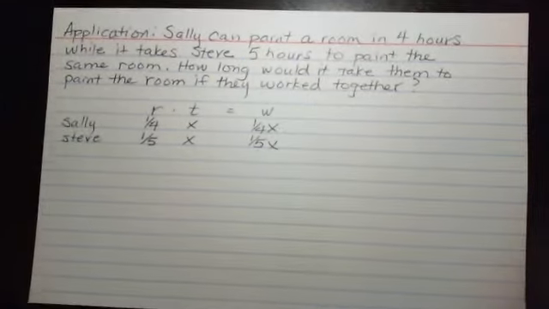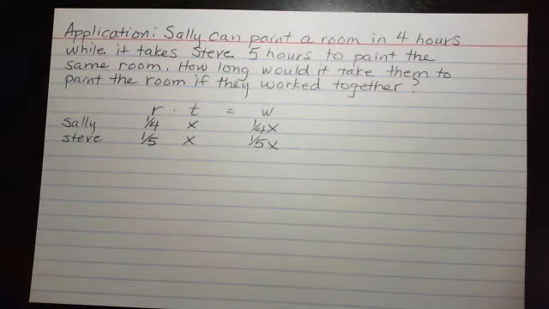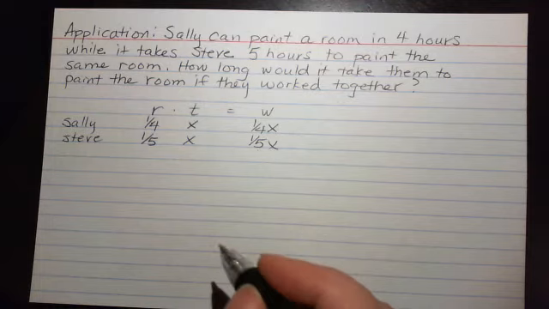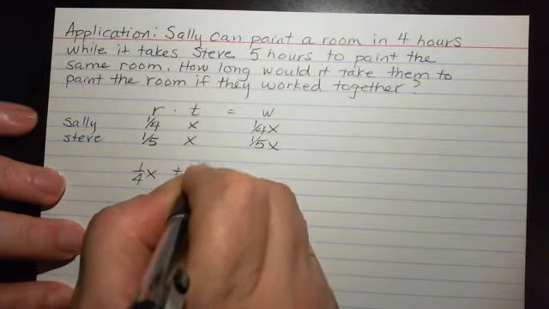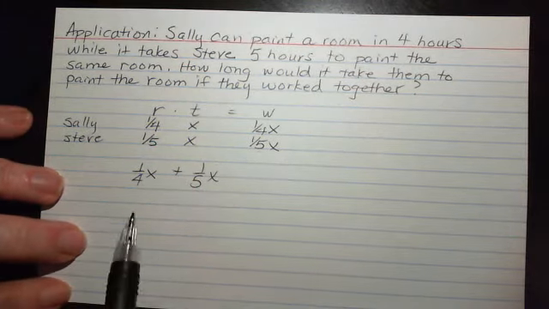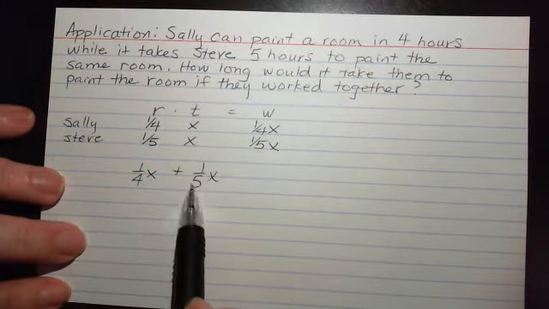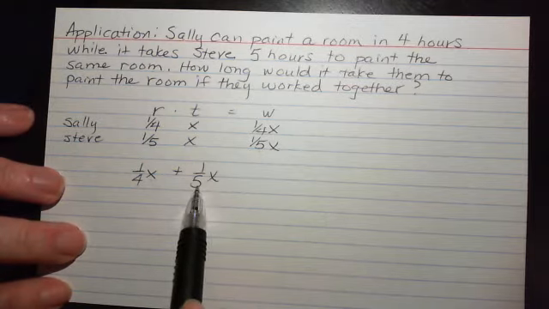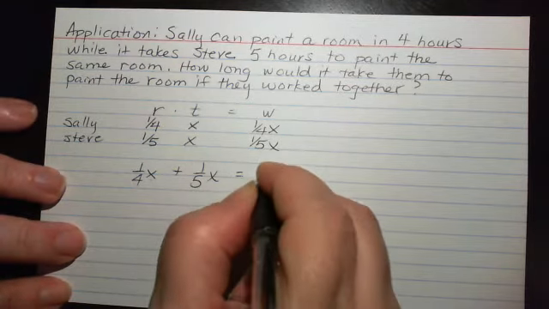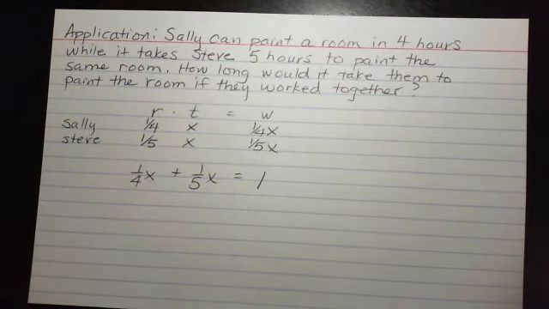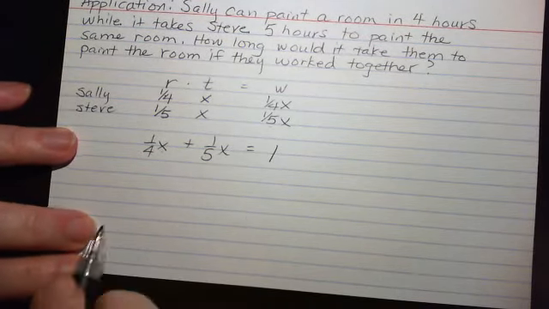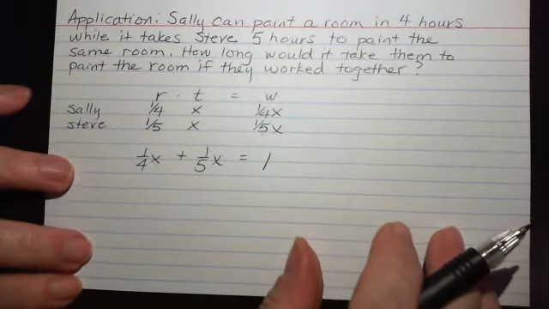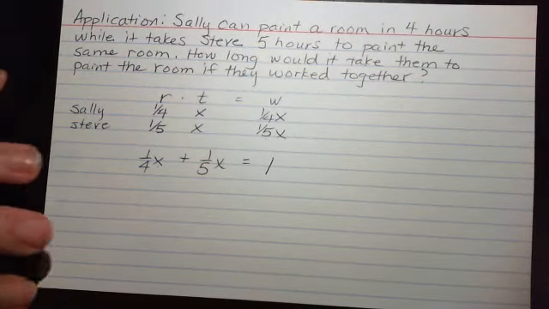And now we have to remember the key to these kind of problems is that the combined work equation is 1/4 X plus 1/5 X. That's Sally's amount of the combined work and Steve's amount of the combined work. When we add their parts together, we get one complete job. Okay, we have to remember that part of the setup for these. Now we have an equation with fractions, don't we? So we need a least common denominator to clear the fractions.